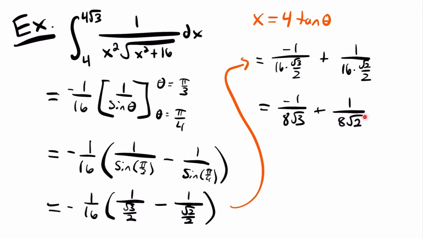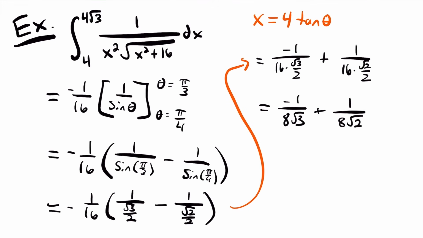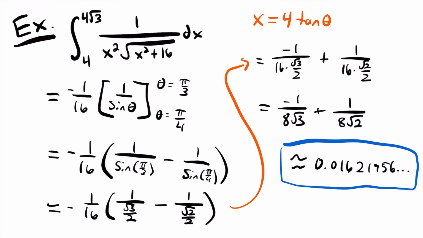Now you could leave your answer like this, or you could decide to rationalize it, but in the end, we just want to know what the actual value is for this integral. And so if you were to plug both of these values into your calculator, you would find that this integral is approximately equal to 0.01621956 and some more decimals. And so that is the solution to this definite integral by using trigonometric substitution.